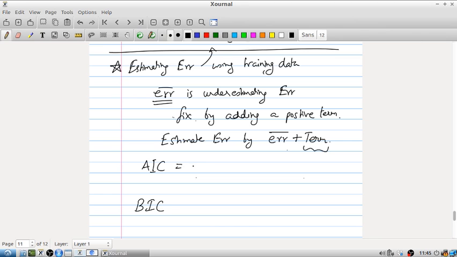So think of AIC as an estimate for generalization error, and even BIC is an estimate for generalization error. But AIC is going to be ERR plus some term, and BIC is also going to be ERR plus some other term. Okay, that's the only difference between those two, and it comes from the set of assumptions that they make.